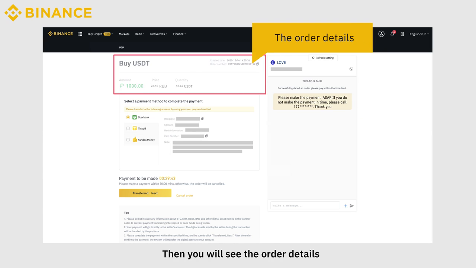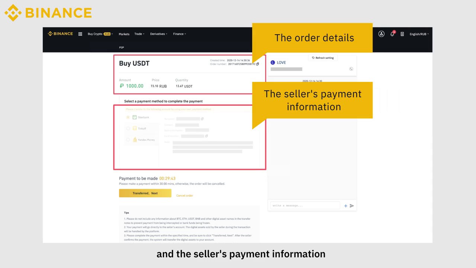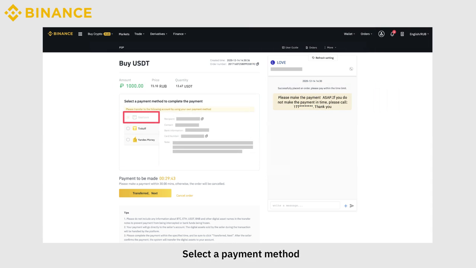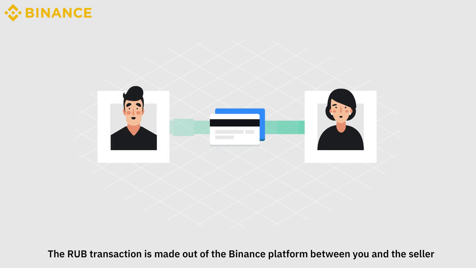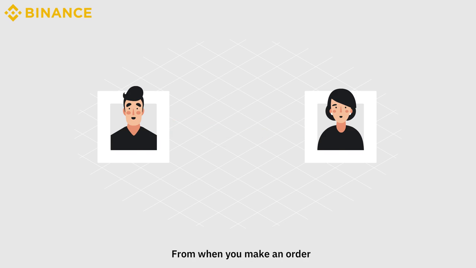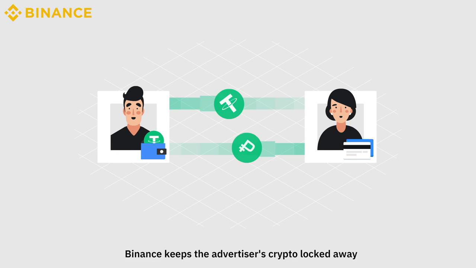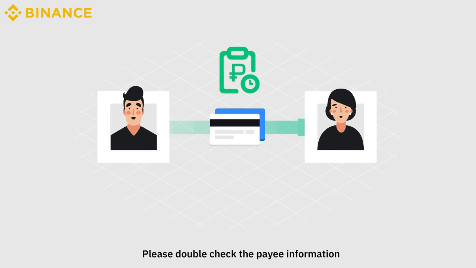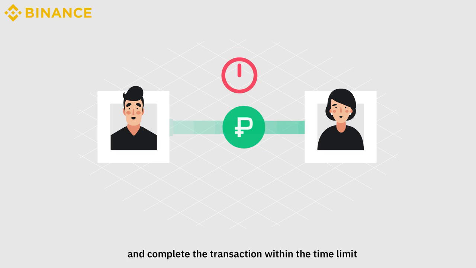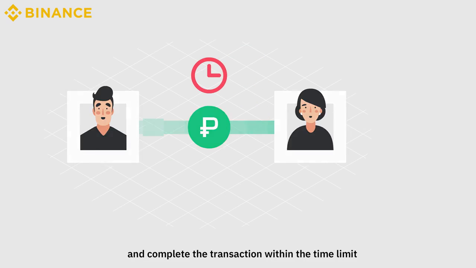Then you will see the order details and the seller's payment information. Select a payment method. Copy the payee information to make payment as instructed. The RUB transaction is made out of the Binance platform between you and the seller. From when you make an order, Binance keeps the advertiser's crypto locked away until the order is completed, so you can transfer funds worry-free. Please double-check the payee information and complete the transaction within the time limit.